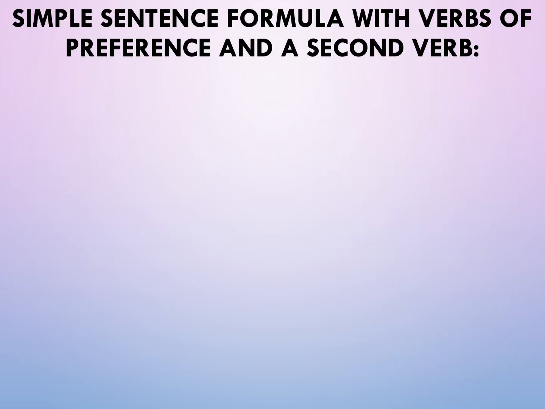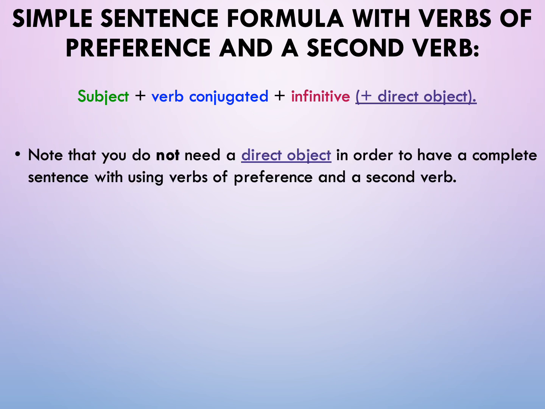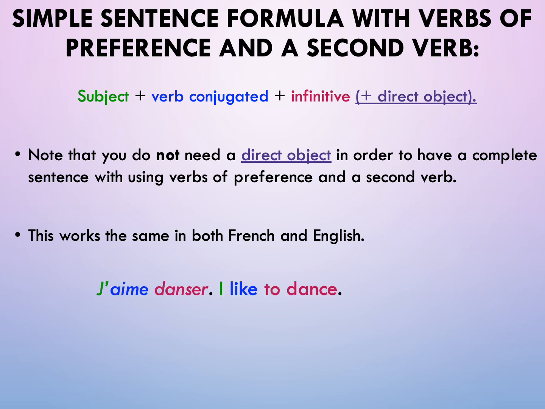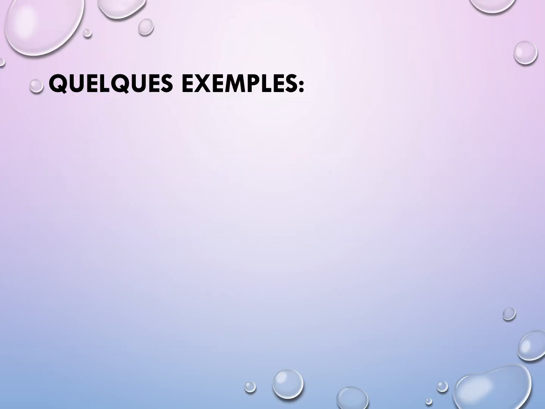Simple sentence formula with verbs of preference and a second verb. That becomes subject plus verb conjugated plus an infinitive and maybe a direct object. Note that you do not need a direct object in order to have a complete sentence when using verbs of preference and a second verb. This works the same in both French and English. J'aime danser. I like to dance. No need to mention what kind of dance in order to be a complete sentence.